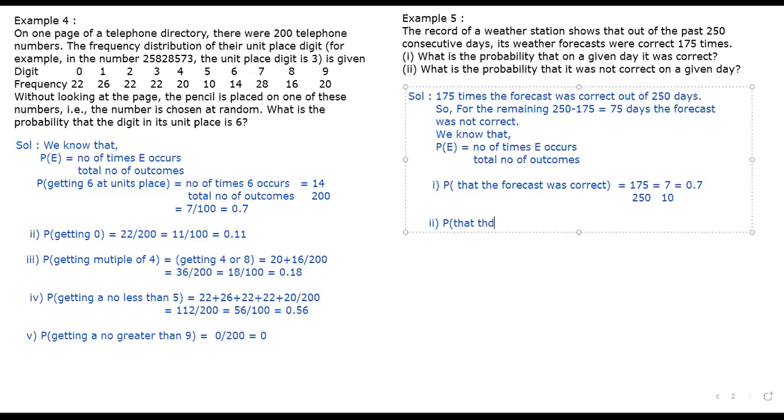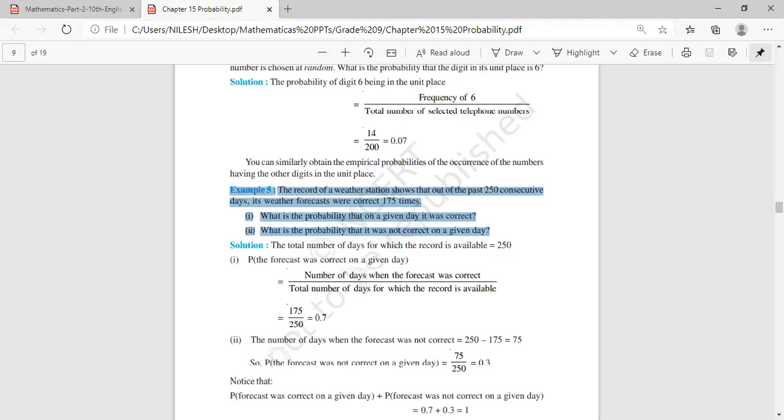And probability that the forecast was not correct is equal to 75 upon 250. 25 threes are 75, 25 tens are 250, and 3 upon 10 is 0.3. Yes or no? Yes, sir. Any difficulty? Any doubt about this, children? No, sir. Are we understanding? Yes.